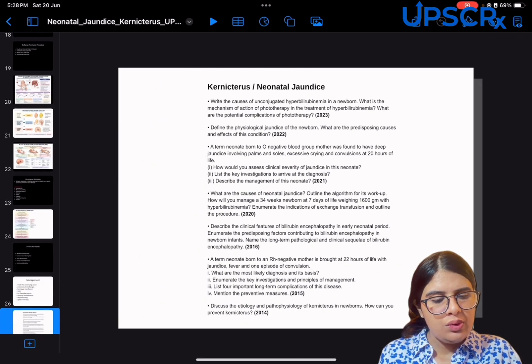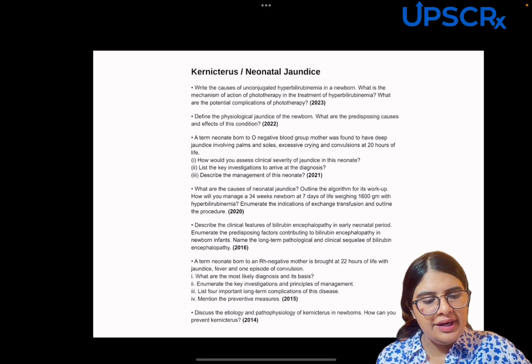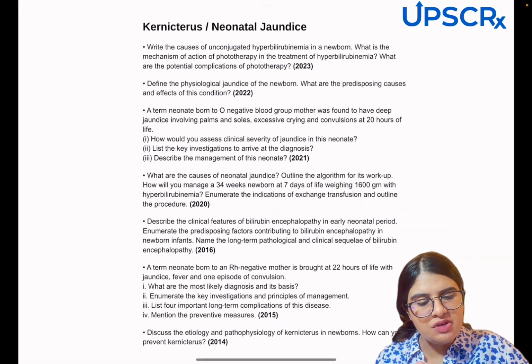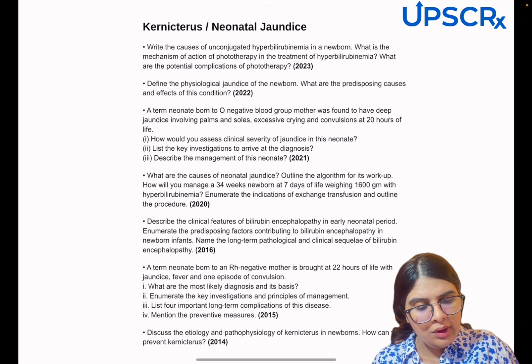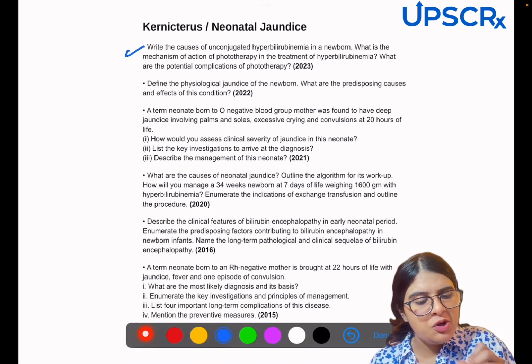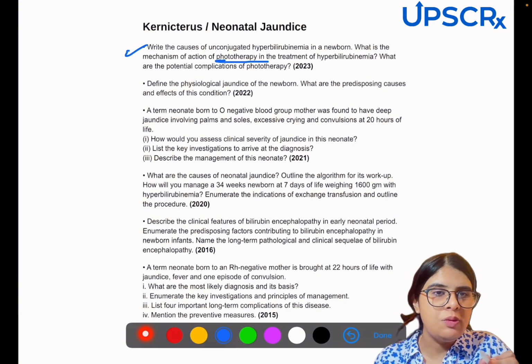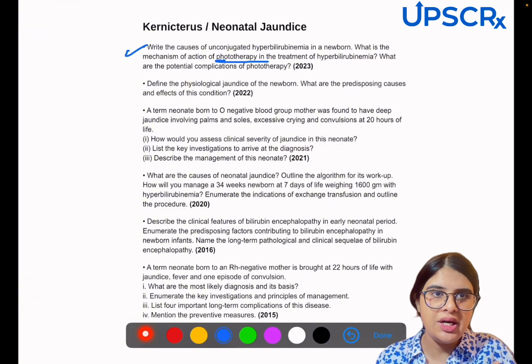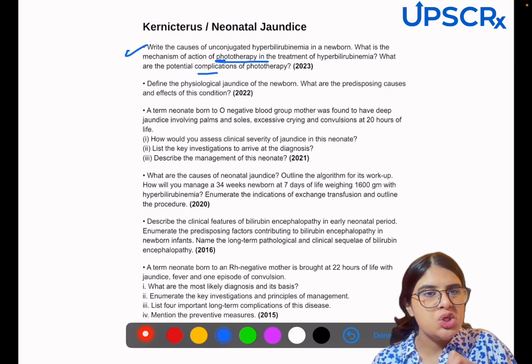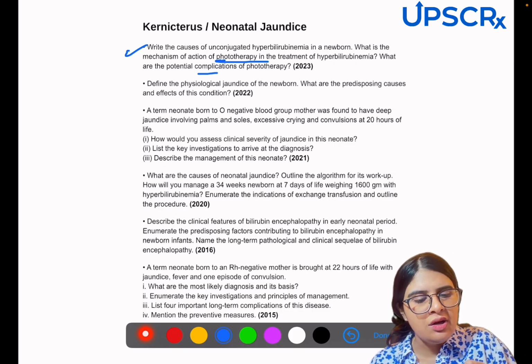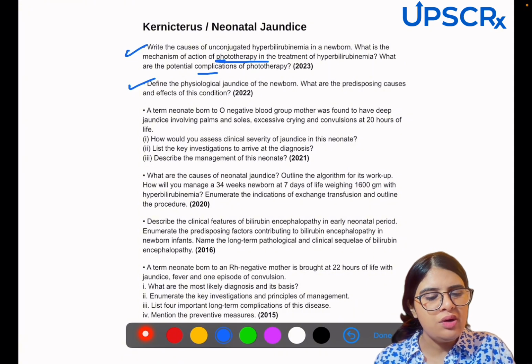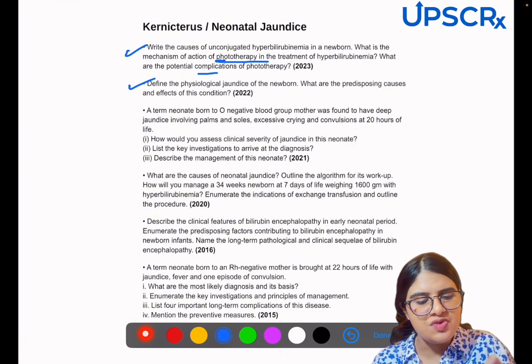So now we come to the end, right? Let's again see the previous year questions which have come. So causes of unconjugated hyperbilirubinemia, we have done. Mechanism of action of phototherapy, conversion of insoluble to water soluble fractions, those 3 steps which we studied, right? Configurational, structural, and photooxidation. Potential complications of phototherapy, we've discussed. Physiological jaundice of newborn, we've seen. What are the predisposing causes, we've seen.